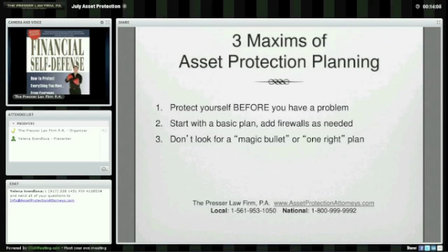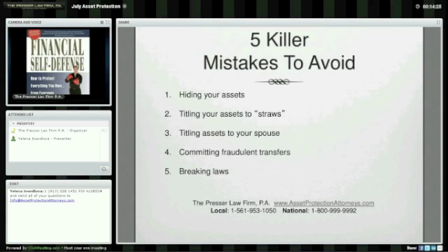And probably most importantly, don't look for a magic bullet or one right plan. Everybody's personal and business assets are different. Everybody's potential threats and potential creditors are different. So what might work for you might not work for me and vice versa. But certainly don't look for a one-size-fits-all plan. You need a plan that's individualized and customized and tailored to your individual needs.